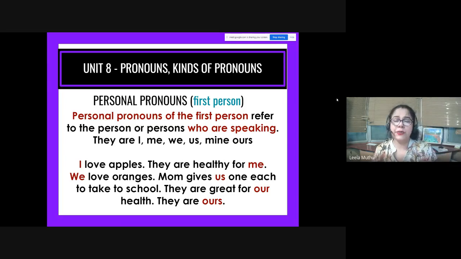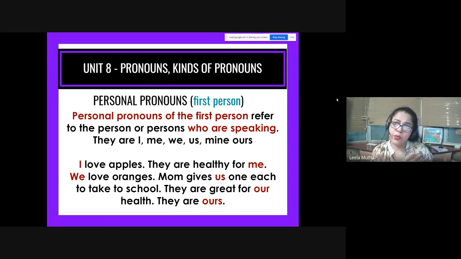Okay, so the first one we have to learn about is the personal pronouns of the first person. Now, personal pronouns of the first person refer to the person or persons who are speaking, who's doing the talking. I am doing the talking. Now, supposing I have my sister with me, or my daughter and myself, and we are talking to all of you, we are doing the talking, right?